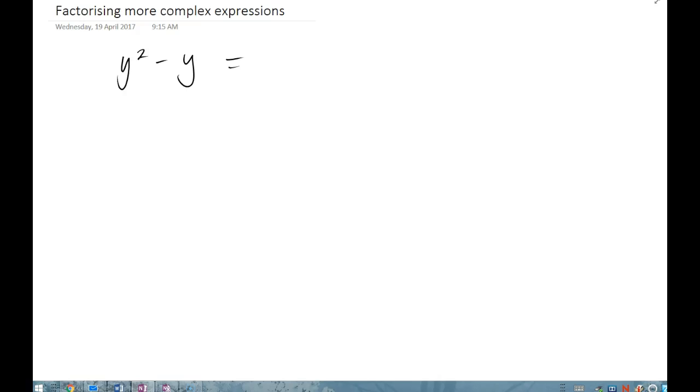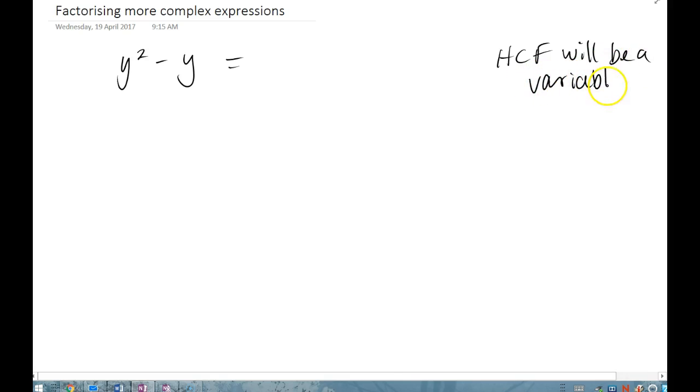So when we look at expressions that don't have any numbers, what we're looking at is a highest common factor that will be a variable. So the highest common factor here will be a variable. We've only got one variable in this question, just y. So let's have a think about it.